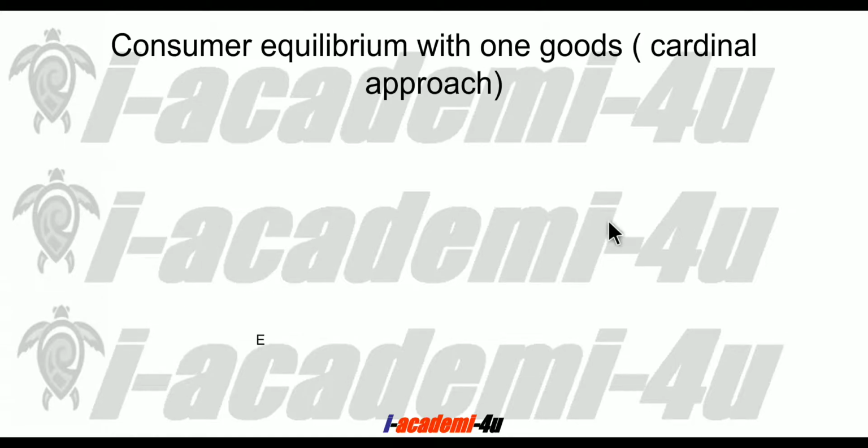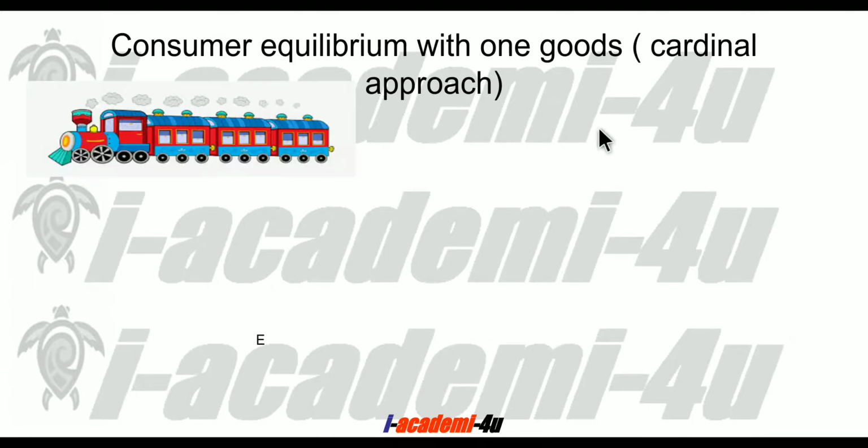Now let's go on to the approach. Consumer equilibrium with one good. In this approach, the cardinal approach, we assume that the consumer is consuming only one good. He is not going to consume 10 goods at a time. He is consuming only one good at this instance. Now, let's understand this approach with the help of an example.